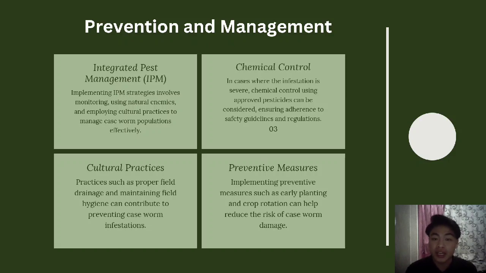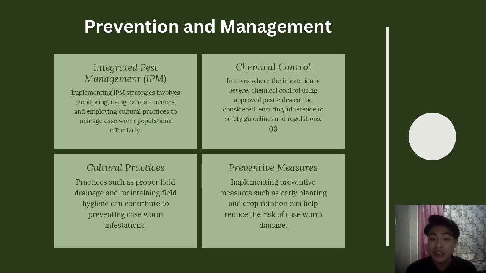The second one is chemical control. In cases where the infestation is severe, chemical control, the use of approved pesticides, can be considered, ensuring adherence to safety guidelines and regulations. The third one is cultural practice. Practices such as proper field drainage and maintaining field hygiene can contribute to preventing caseworm infestation.